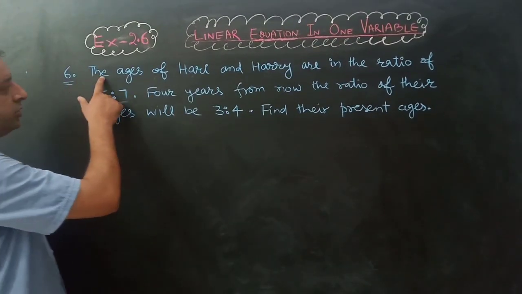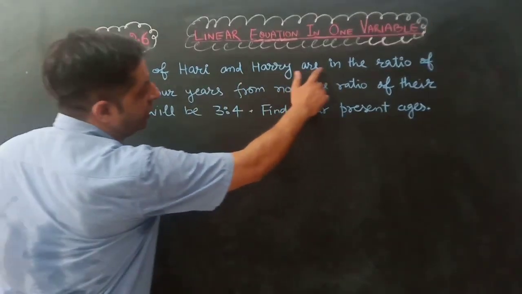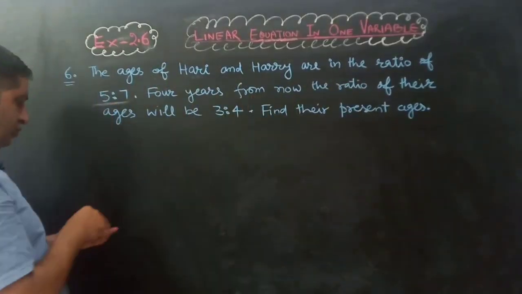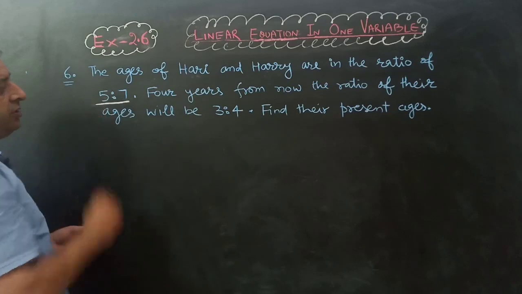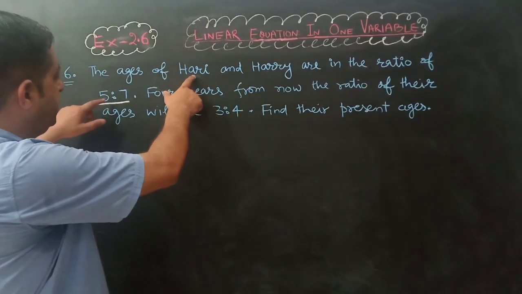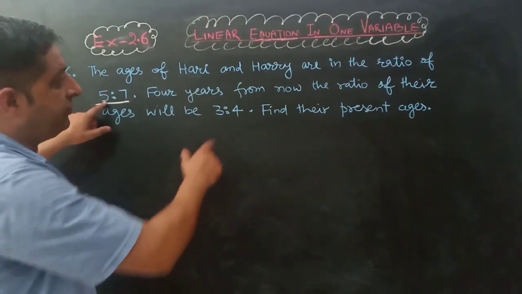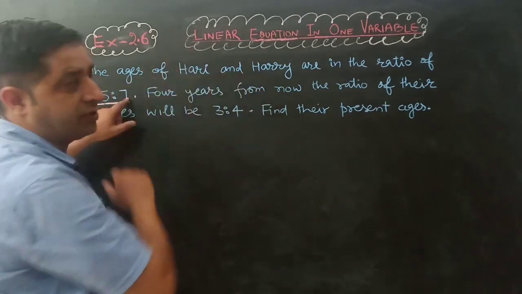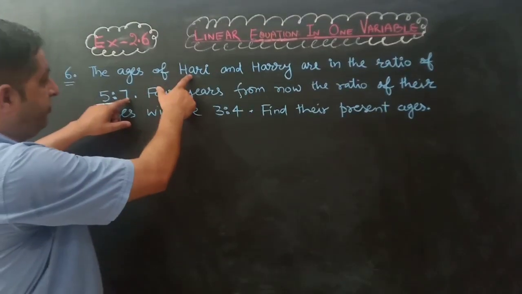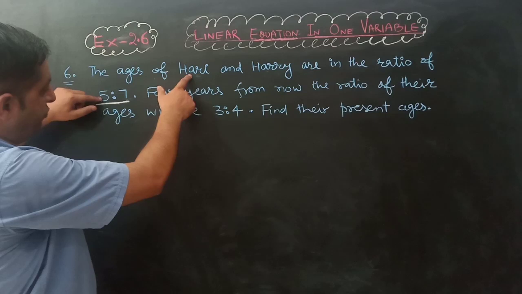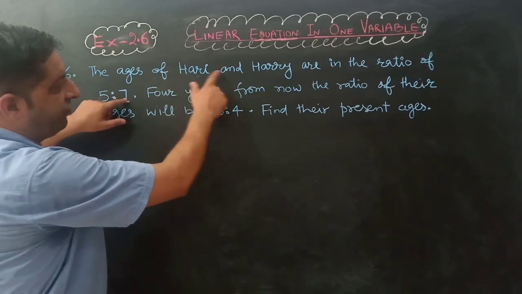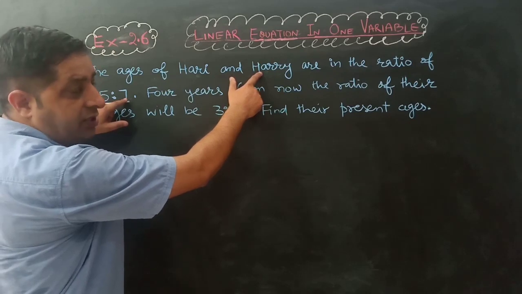Question number 6. The ages of Hari and Harry are in the ratio of 5:7. It means that if the age of Hari is 5 years, then the age of Harry is 7 years. If the age of Hari is 10 years, I have multiplied 5 by 2 to get 10, then the age of Harry is 7 times 2, that is 14 years.